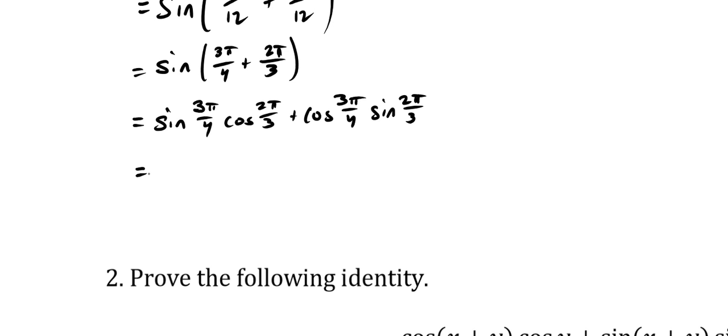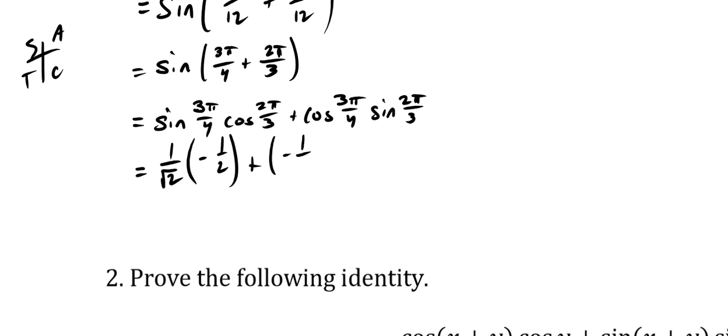So 3 pi over 4 is in quadrant 2, where sine is positive. So it's equal to the sine of pi over 4, which is 1 over root 2. This is 1 over root 2. 2 pi over 3 is also in quadrant 2. The cosine of pi over 3, that's like the cosine of 60, which is a half, but it's negative, so times negative a half, plus cosine of 3 pi over 4, so that's negative again, so negative 1 over root 2.